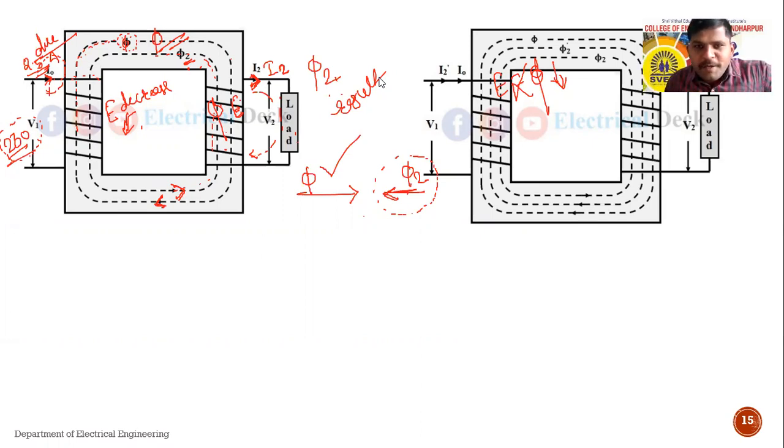The transformer will take additional current from the supply. Getting? And this additional current is nearly equal to that of the secondary current. To meet this value, at that time the additional current will be taken from the primary, that is from the supply, so that the transformer will take one extra amount of current, that is additional current I2 dash, from the primary side.